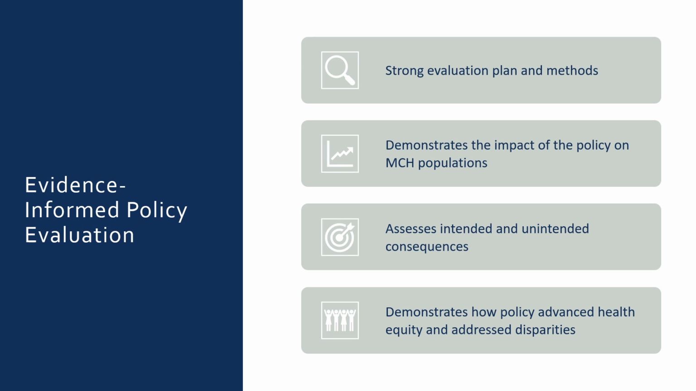To receive the policy evaluation designation, a big P or little p policy must have a strong evaluation plan and methods, demonstrate the impact of the policy on MCH populations using various forms of evaluation data, assess both unintended and intended consequences of the policy, and subsequently make necessary modifications based on these consequences, and demonstrate how the policy advanced health equity and addressed disparities.